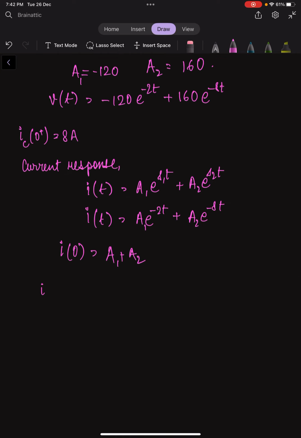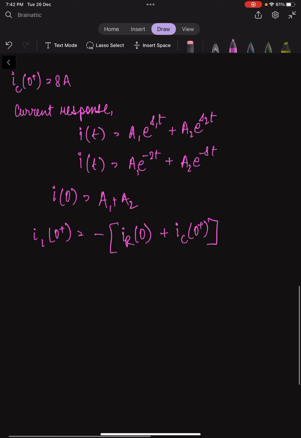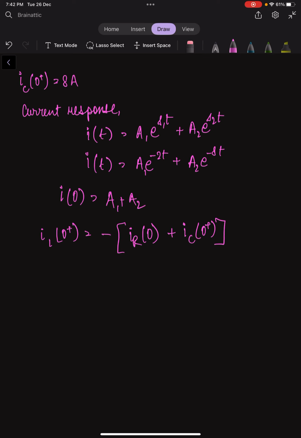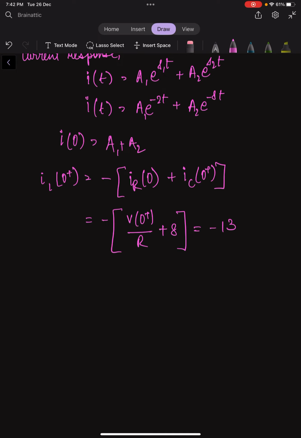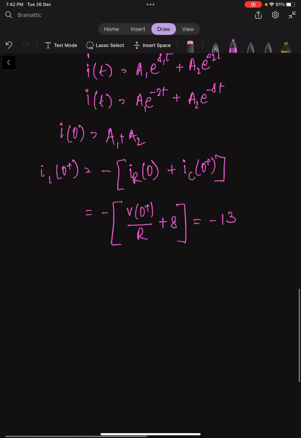Now IL(0+) is equal to minus of IR(0+) plus IC(0+), just after 0. This can be given as V0 by R, the same thing, plus 8, which is equal to minus 13. V0 is 40 and R is 8, so 5 plus 8 is 13. Now we have A1 plus A2 is equal to minus 13.